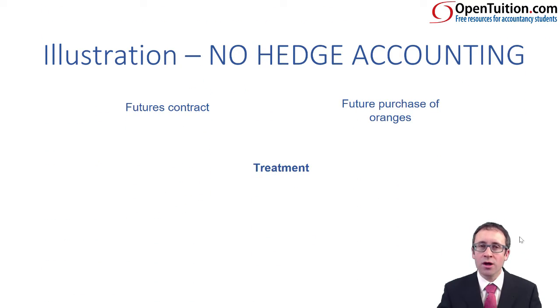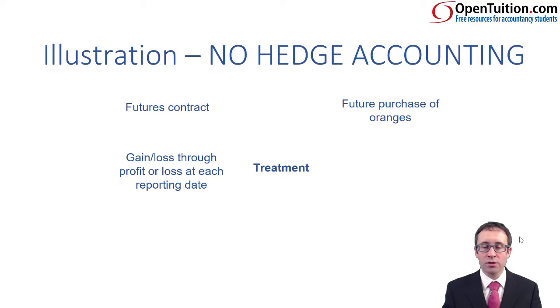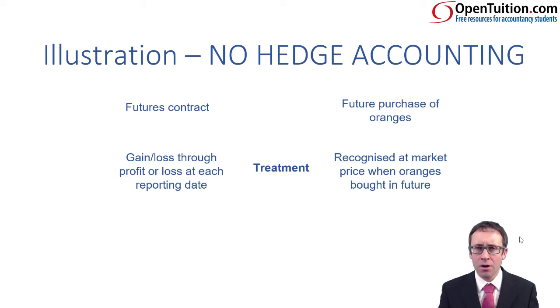So what happens with regards to the accounting? Let's first of all look at it whereby there is no hedge accounting. Okay, so what we've got there is the futures contract and the future purchase of oranges. On the futures contract, if there's no hedge accounting, the gain or loss will go through profit or loss at each reporting date, won't it? On the future purchase of oranges, we just buy the oranges when we need them at some point in time and pay market value.